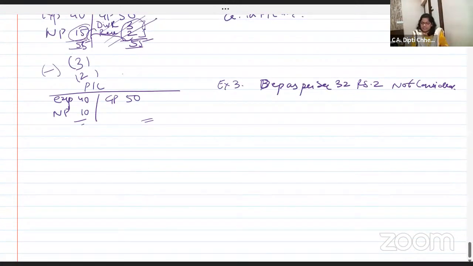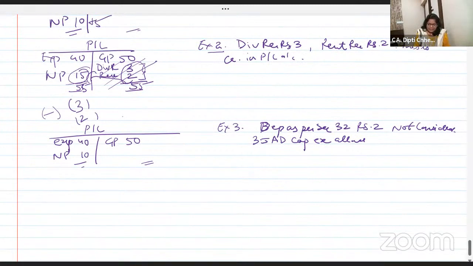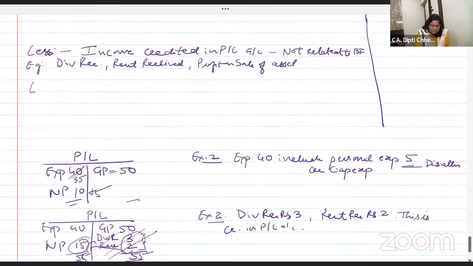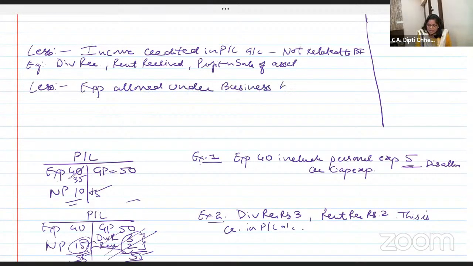So whatever depreciation is allowed or 35 AD capital expenditure allowed, if you deduct it, what's the impact on profit? Profit will reduce. So less. Are you getting? Profit will reduce, no? Expenses allowed under business head. Certain expenses are allowed under business head, not considered. So now you consider, if you consider now, what is the impact on the profit? Profit will reduce.